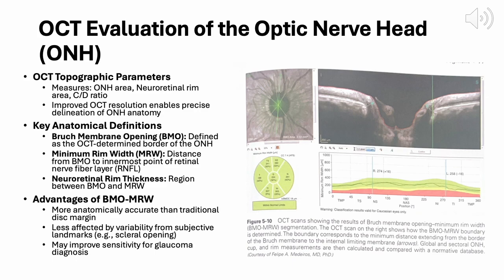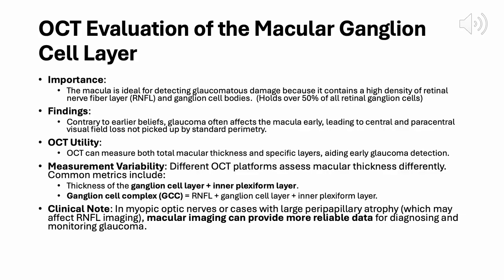glaucomatous optic nerve damage. When evaluating glaucoma, the macula is often underappreciated, but it plays a key role. The macular region contains over half of all retinal ganglion cells, making it an excellent site for detecting early glaucomatous damage. Because it's densely packed with ganglion cells and their axons, even small changes can reflect significant disease progression. Interestingly, we now know that glaucoma frequently affects the macula early, sometimes before peripheral field loss is detectable by standard visual field testing. This can result in subtle central or paracentral defects that would otherwise go unnoticed.